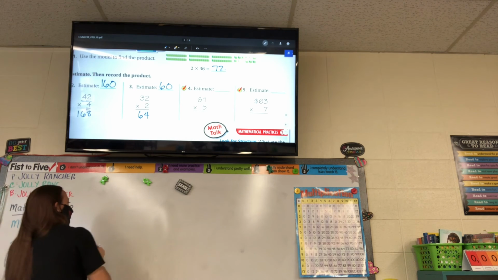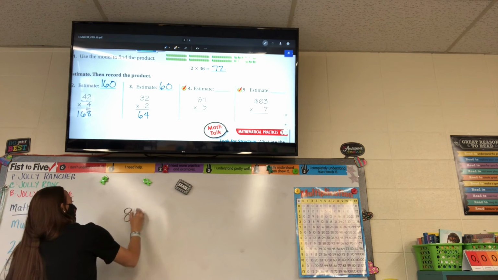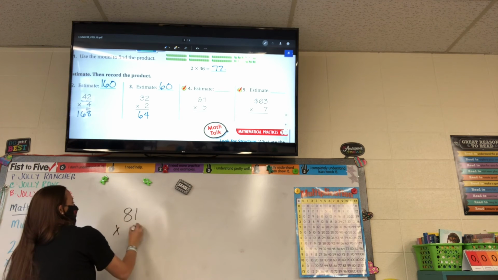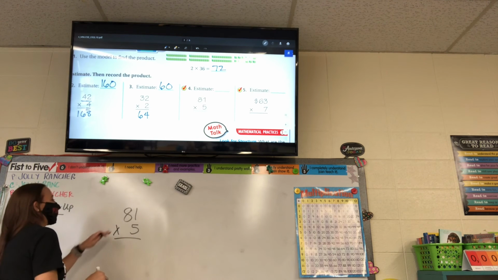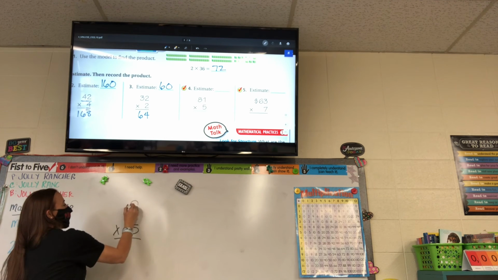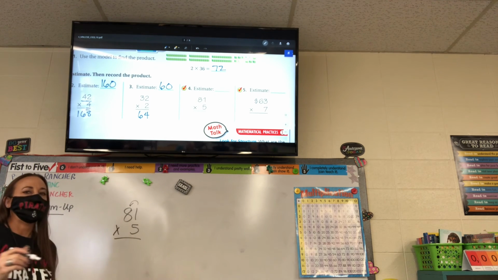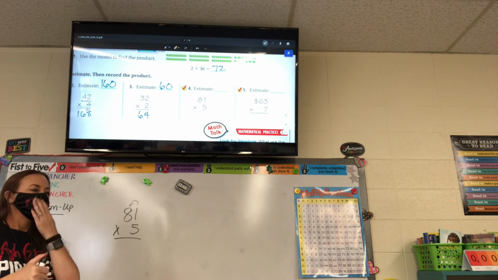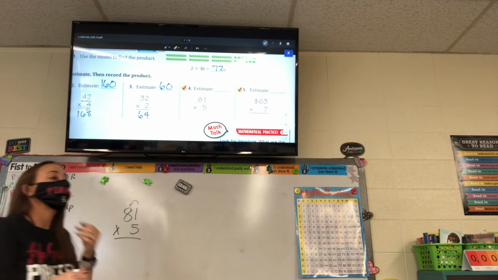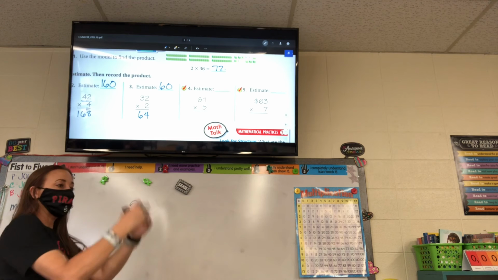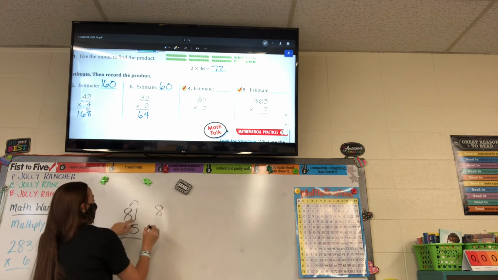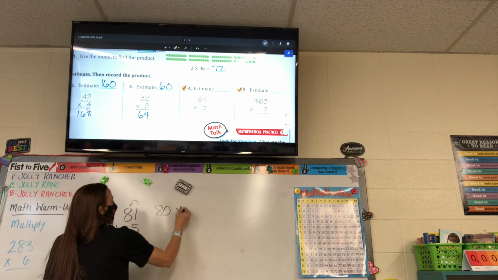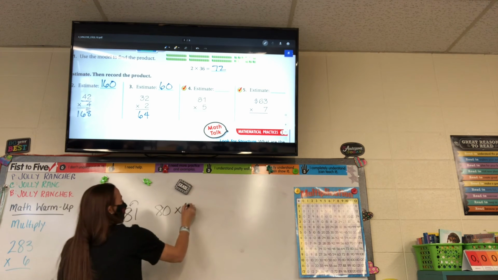Times 5. Okay, Julie, what do we do first? Be rounded. Rounded, there you go. What does the 1 tell the 8 to do? Go up one more. 1 is a little box, so 4 less, let it rest. So the 8 stays the same. The 1 turns into a 0 times 5.